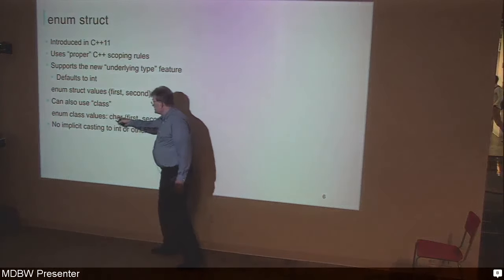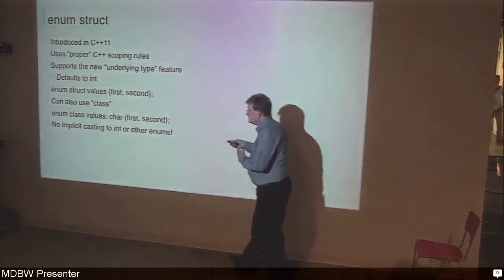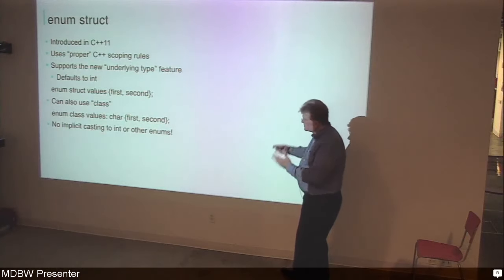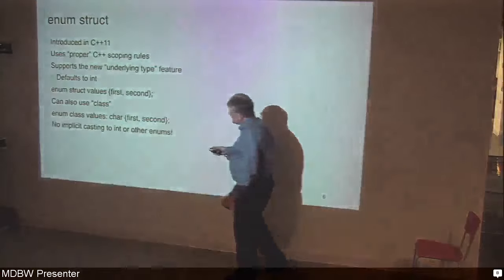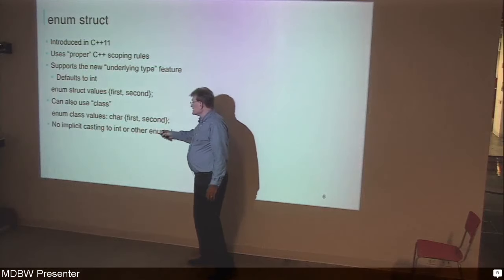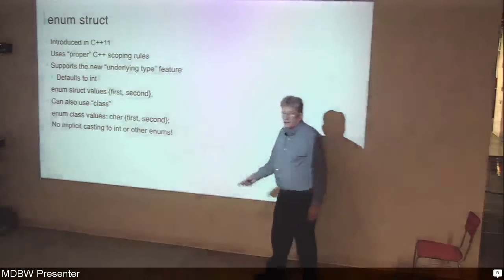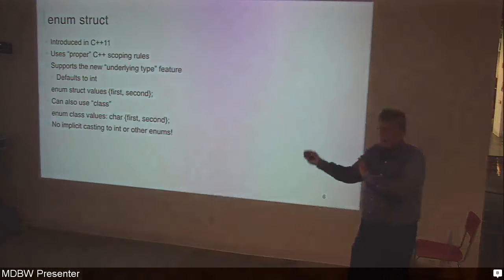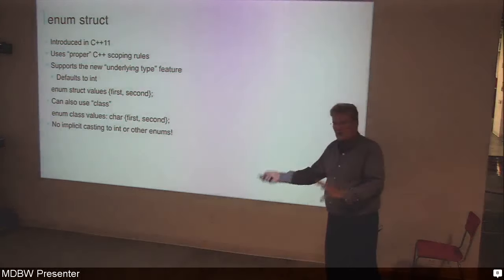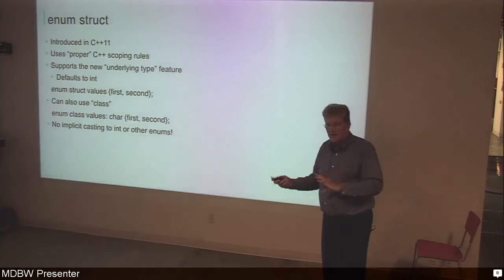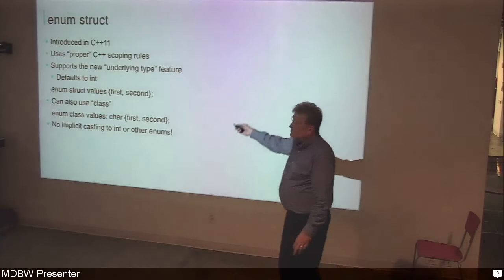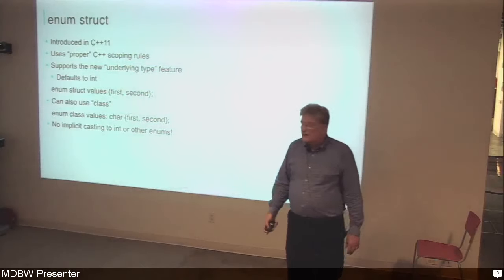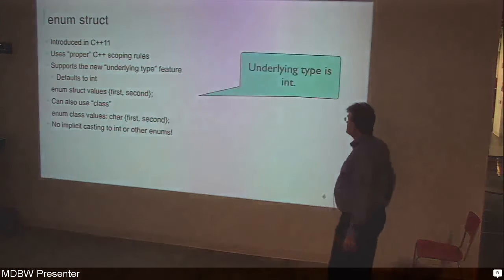The underlying type is the same logic for the new enum struct as the new enum. One of the things different about the new enums is there's no implicit casting to int or other enums. So this is why we've been building up to this idea that you can't just automatically cast an enum to an int and back and forth if you're using the new modern enum, which we'd like to use because it has better scoping rules.